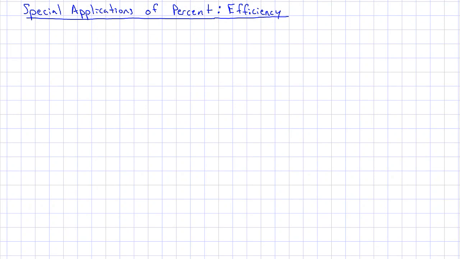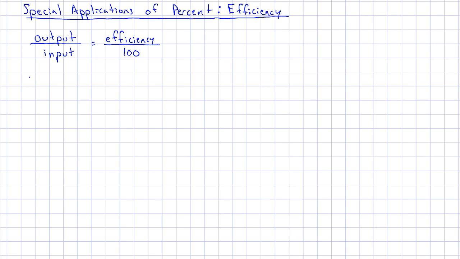So efficiency takes the special form: output divided by input equals the efficiency over 100. So efficiency is reported as percents, which is why we use this form. I want to talk about this because output versus input, sometimes that can be a little bit confusing.